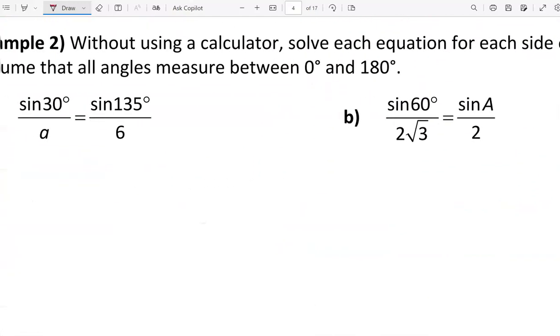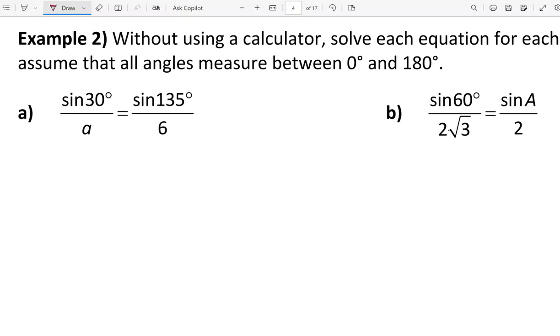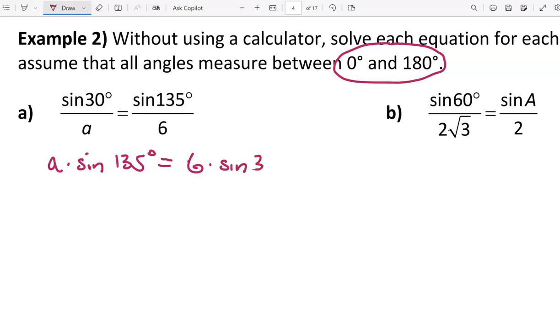All right, now we're going to actually solve some proportions that have already been set up for us. These would be the law of sines. And we need to keep in mind that we are solving for angles in a triangle. Every angle in a triangle will be somewhere between 0 and 180 degrees, but not greater than 180 degrees because all 3 angles in a triangle must add up to 180. So a suggestion about how to start: cross multiplying. So A times the sine of 135 degrees is equal to 6 times the sine of 30 degrees.